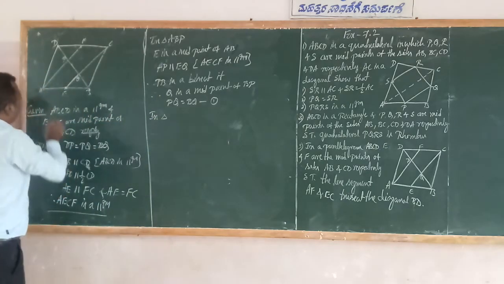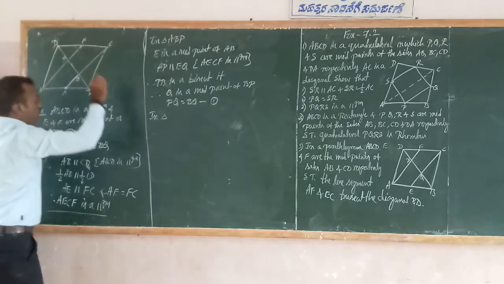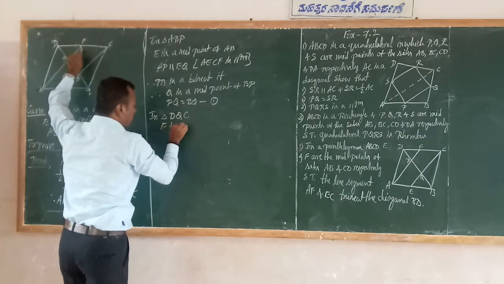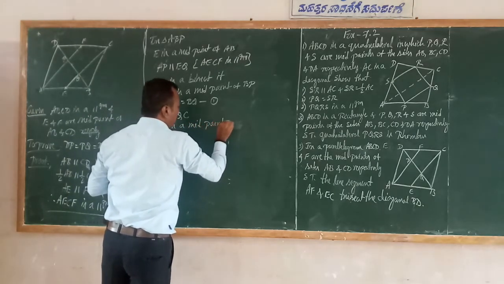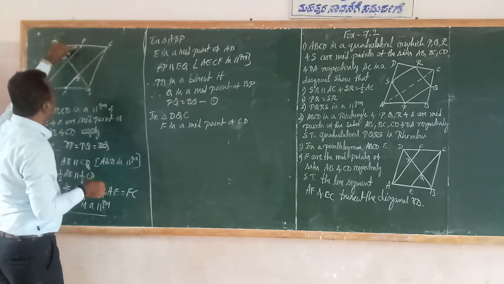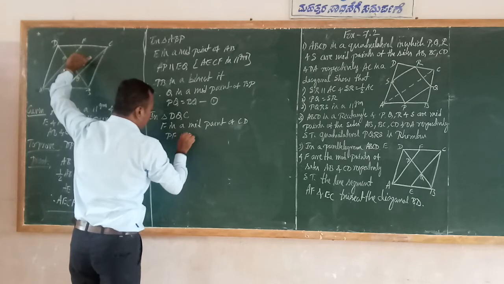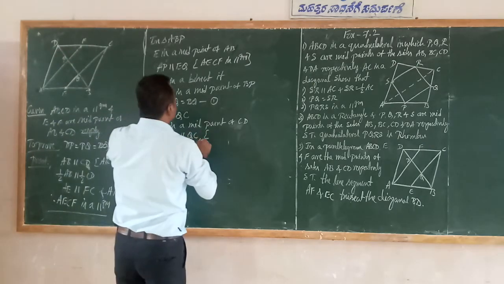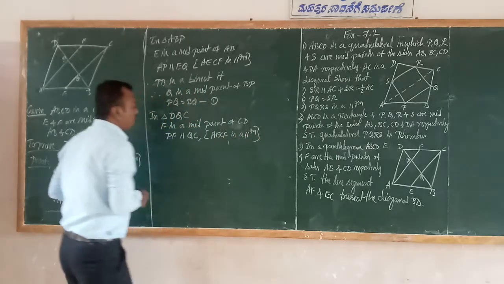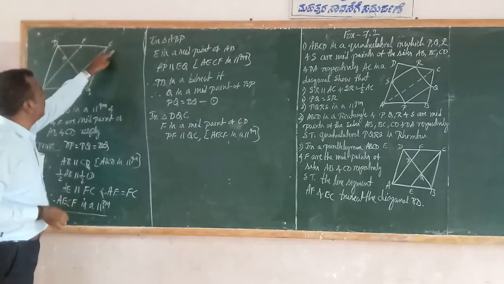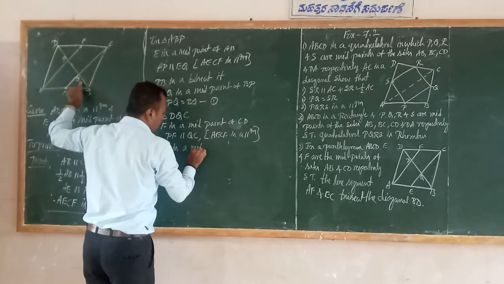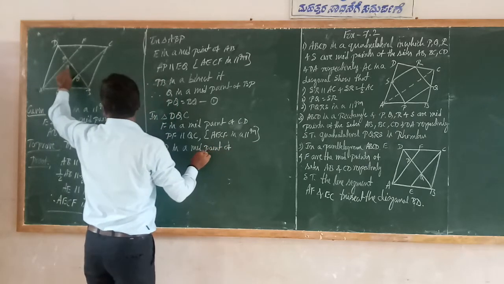Then next, again we first considered triangle ABP. Next, in triangle BQC, F is the midpoint of CD, and PF is parallel to QC, because AECF is a parallelogram. That's why opposite sides are parallel. Then F is the midpoint of CD and PF is parallel to QC. Therefore, P is the midpoint of DQ.